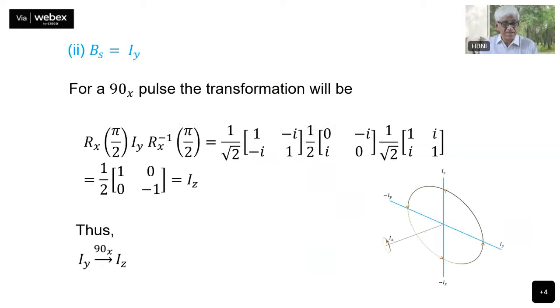Now, if I consider BS equal to Iy, that was the operation on the Z element. So for a 90x pulse, the transformation is Rx pi by 2, Iy, Rx minus 1 pi by 2. It is the same multiplication here. I put Iy here, and these are the two rotation matrices of the pi by 2 pulses. And that gives me Iz, 1 0 0 minus 1. This gives me Z. So that means a 90x pulse on Iy rotates this to Z.